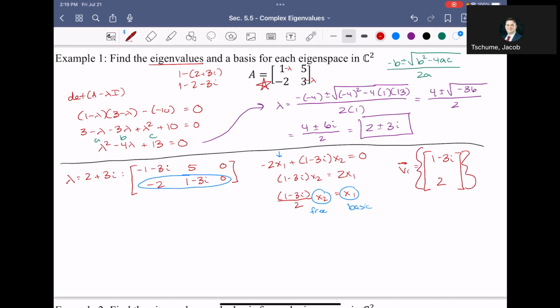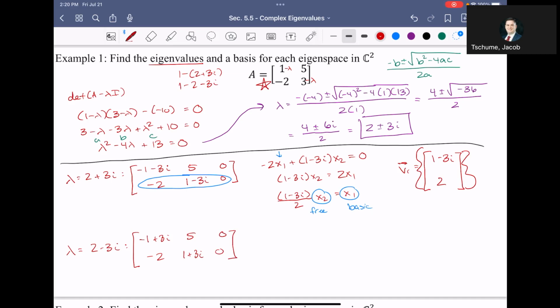Now, as we've learned in the last two videos in chapter 5, once you do one, you still have to do the other one. So let's move to our second eigenvalue, which is lambda equals 2 minus 3i, and let's create our new augmented matrix. Plugging this lambda into your matrix A minus lambda I, if you do 1 minus this new lambda, you should get negative 1 plus 3i, 5, negative 2. And then if you do 3 minus this new eigenvalue, you should get 1 plus 3i with a 0 column on the end.